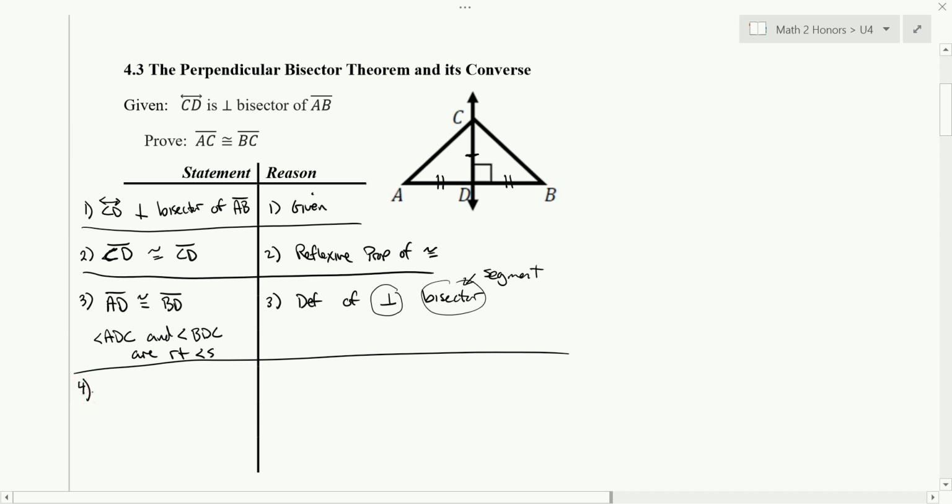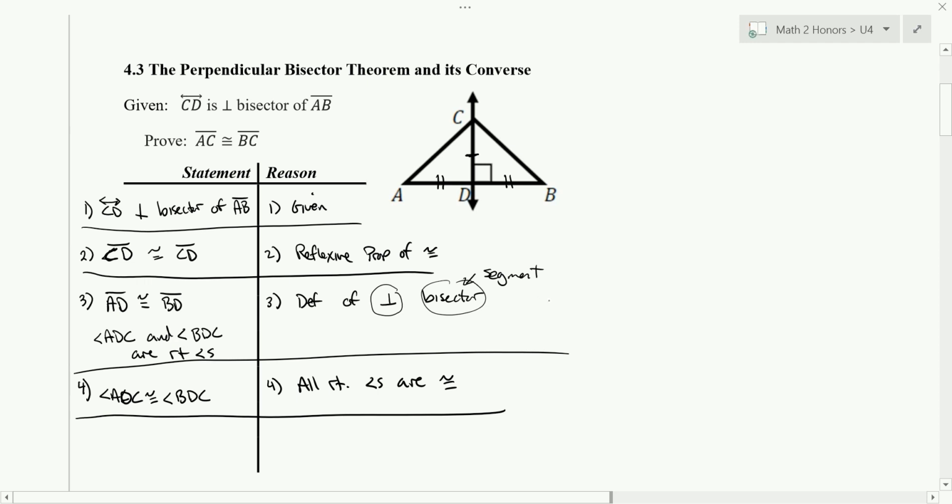Angle ADC is congruent to angle BDC. Why? All right, right angles are congruent. Great. Let me pause here and let's just see. We have to write steps in here. So step 3 was relying on step 1. Step 4 was relying on which step? Step 3. Okay. Good. We're not there yet, but we're almost there. We can add another line here.